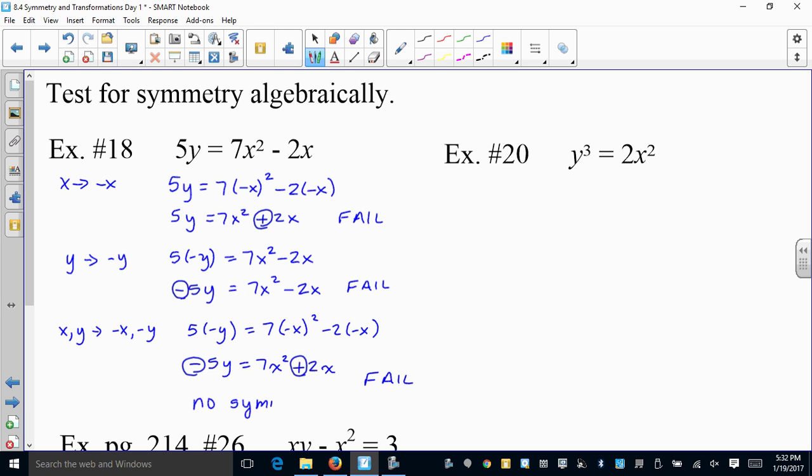Now, I do want to point out too, I don't want you guys questioning this one here. 7 negative x, but I'm squaring the whole thing, including the negative x. So when I square it, the negative sign goes away.